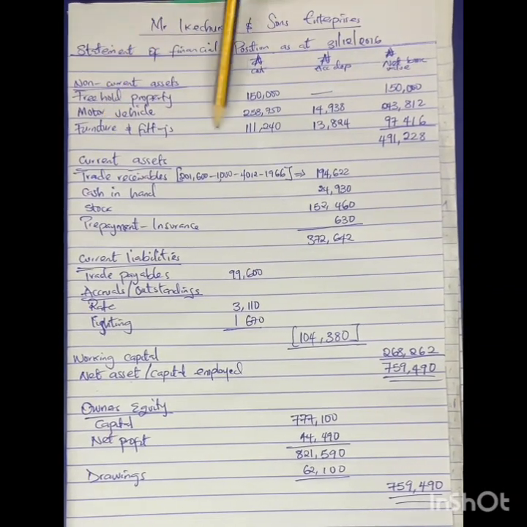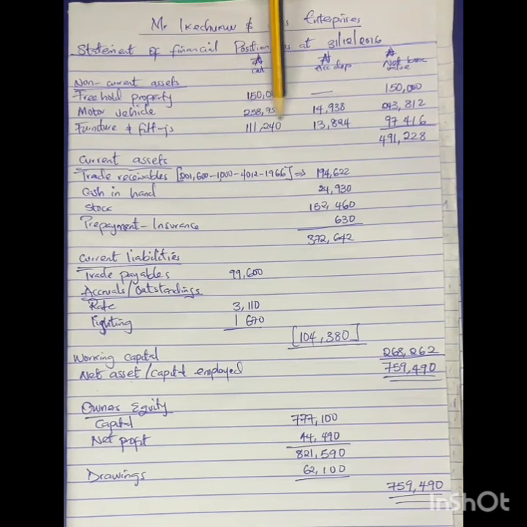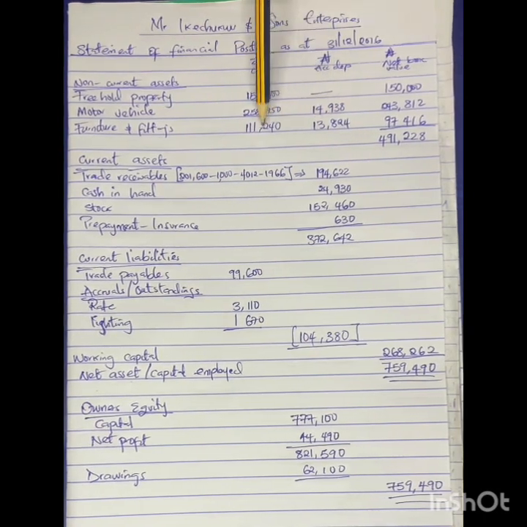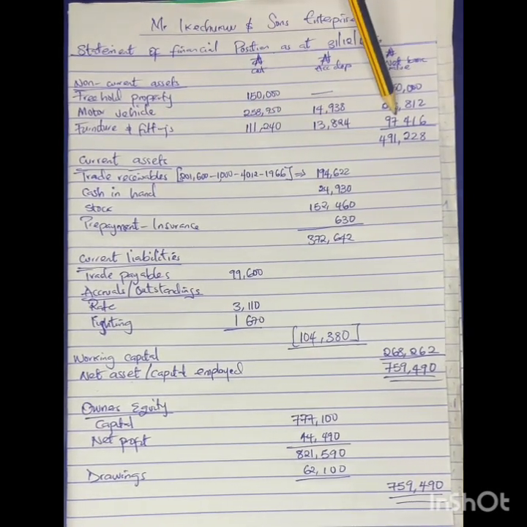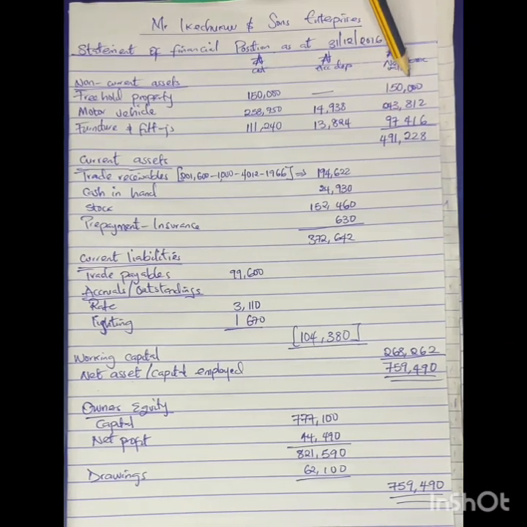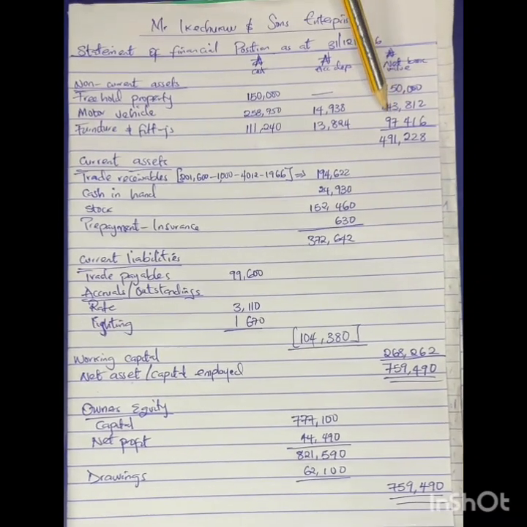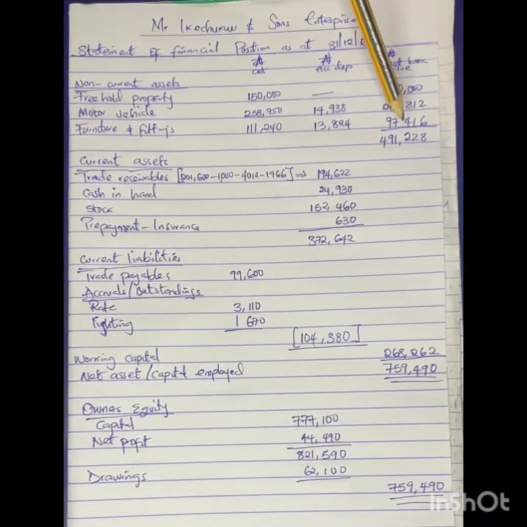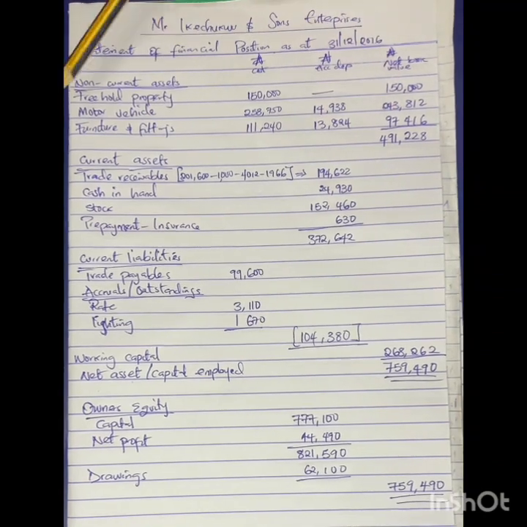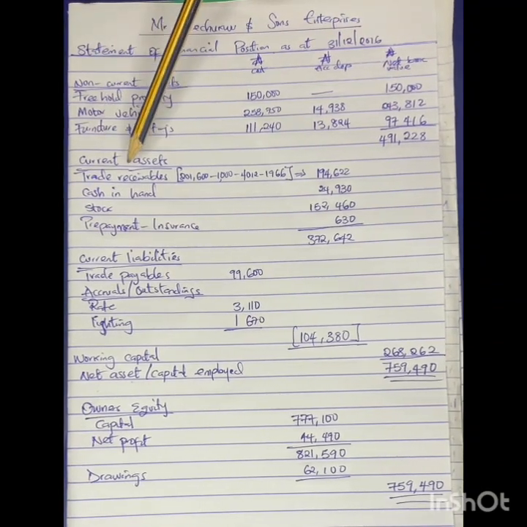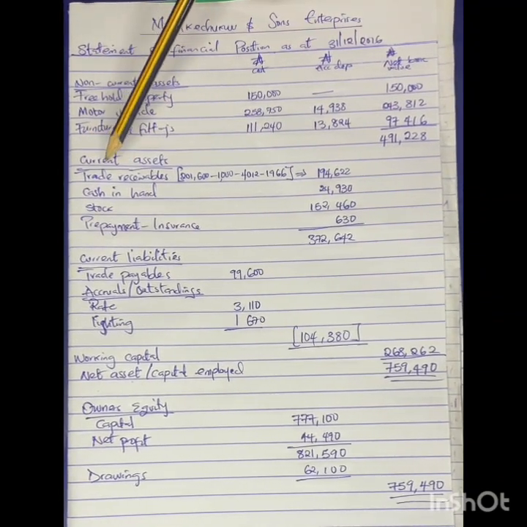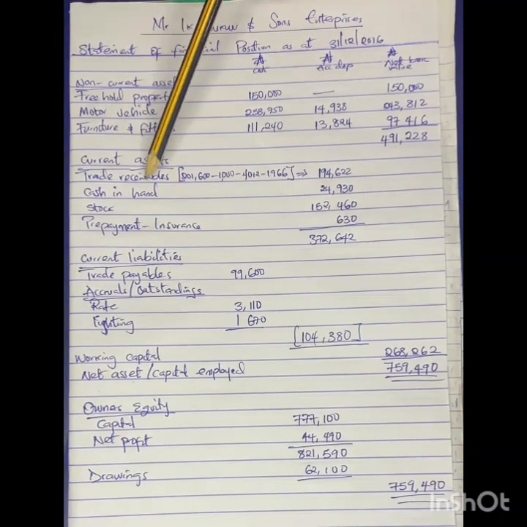For our furniture and fittings, similarly, this is our cost and our accumulated depreciation. When we deduct it, we'll have the net book value. So by the time we sum up all the net book values, we'll get the net value of our non-current assets. Then we'll look at our current assets. The first thing we showed here is our trade receivables.